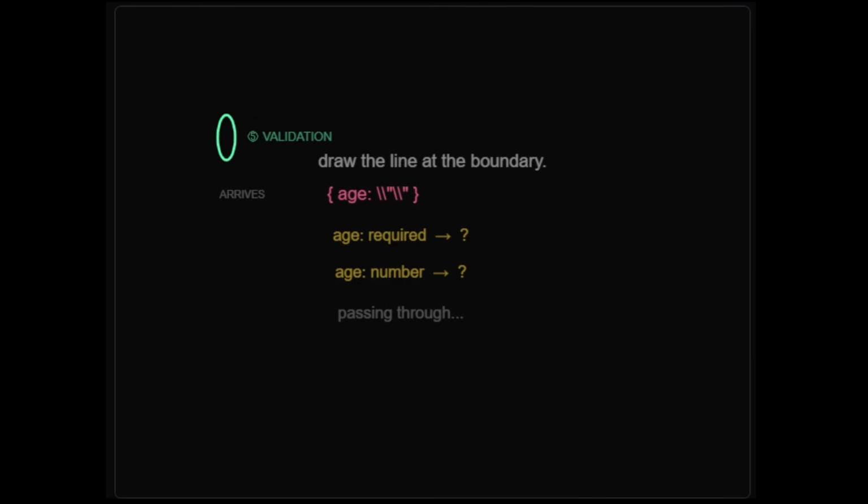This is why validation exists. This is why schema exists. This is why typed systems exist.